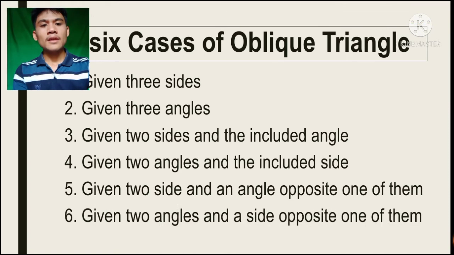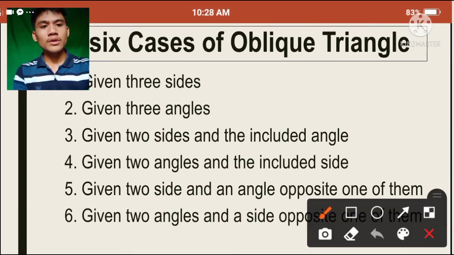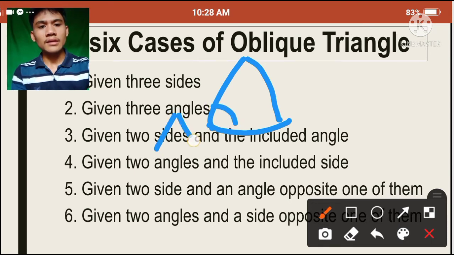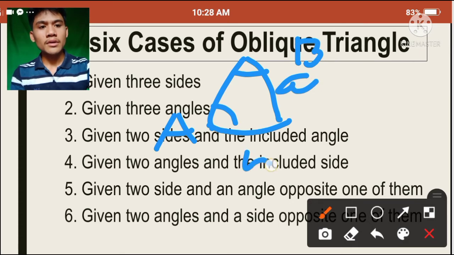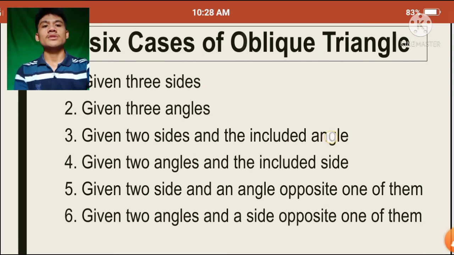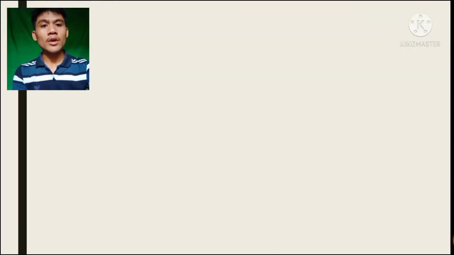Next, given 2 angles and a side opposite one of them, it would look like this, given this oblique triangle with these 2 angles A and B, our opposite side would be either A or B. So those would be the 6 cases that we are expected to deal with in solving oblique spherical triangles.